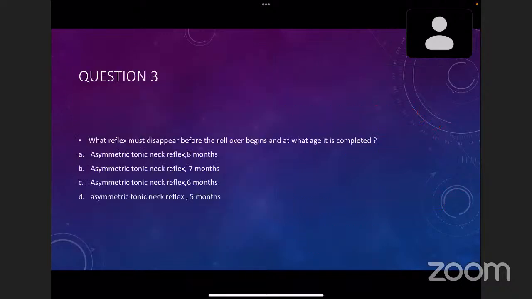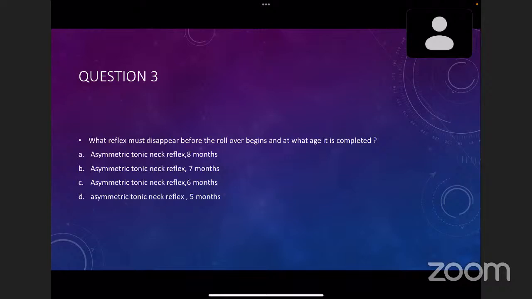The third question is: what reflex must disappear before rollover begins, and at what age is it completed? As I said, the fifth salient feature of development is that some primitive reflex has to be lost by the baby so that they can gain important milestones that can be used in day-to-day activity. For example, rollover is very important, because only then will the child be able to sit, and after sitting the child can crawl, creep, and finally walk. So rollover is very important: when it occurs and which reflex has to be lost.